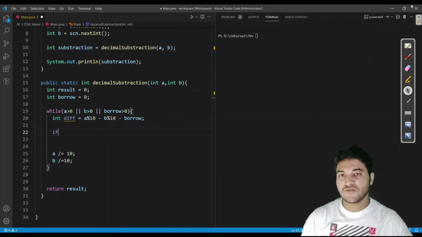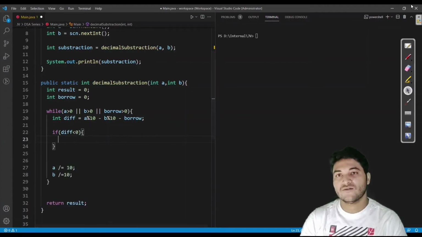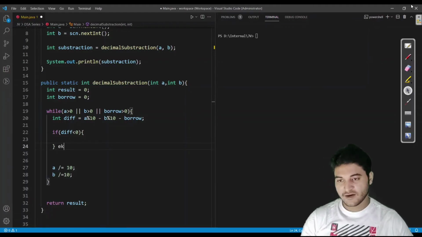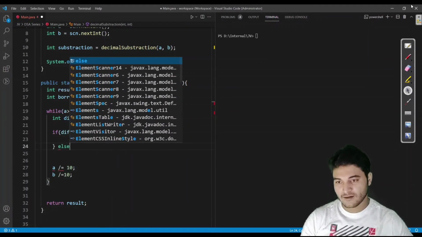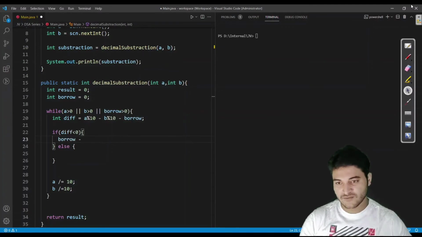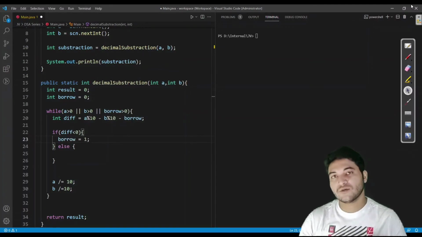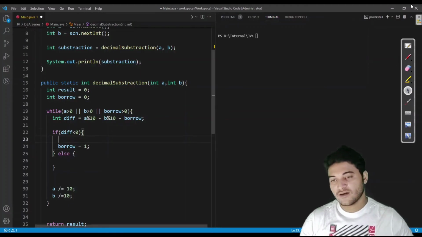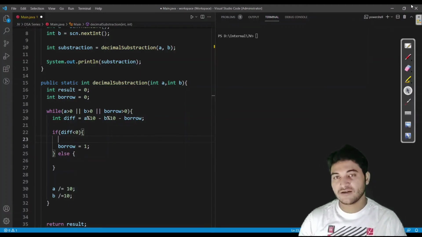So now what we have to check is whether our difference is negative, which means it is less than 0. Let's say we have got the difference minus 1, which is less than 0. So we would come into the else condition. If our difference is negative, then first of all we have to take a borrow from the next digit, which is to the left of the current digit. So we would set borrow to 1, like we have taken 1 borrow from the next digit. Also we would add 10 to the current digit.